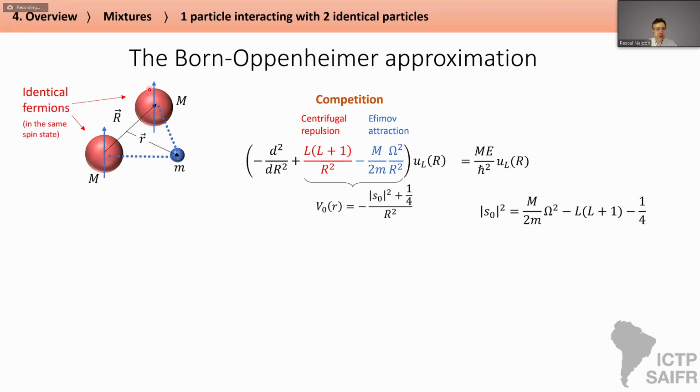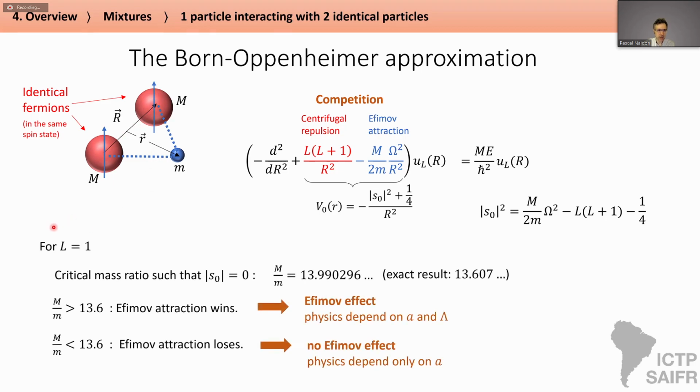But now we can also consider the case of two identical fermions in the same spin states. So then they must have at least one unit of angular momentum. So let's consider the case L = 1. And then we see that in order for this quantity to be positive, for this interaction to correspond to an attraction, because of the competition between the centrifugal repulsion and Efimov attraction, we get a minimum mass ratio.